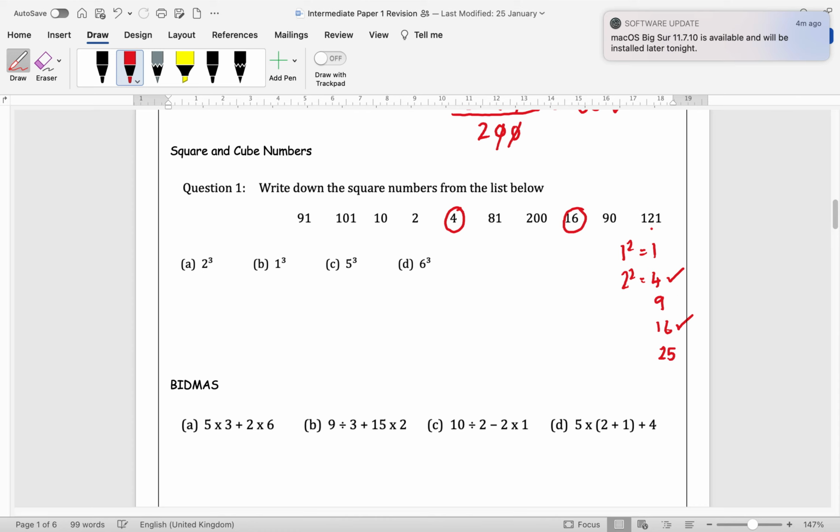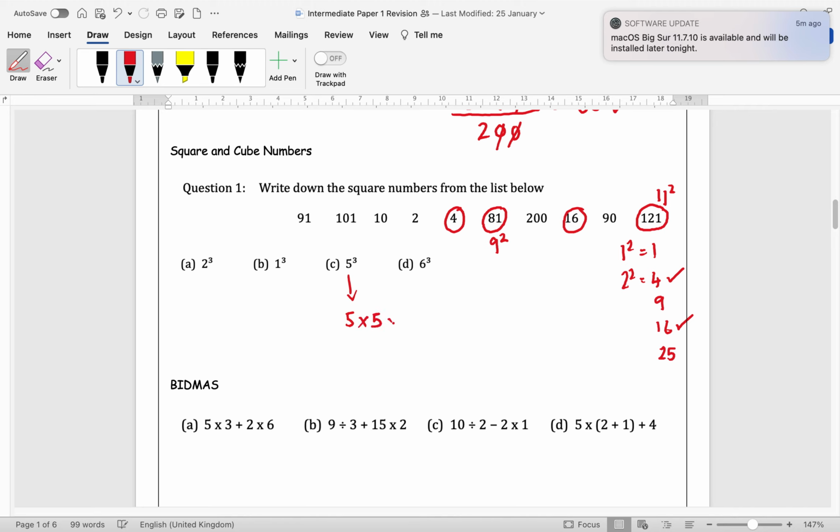And the other dodgy one, and the one you maybe miss because it's a higher square number, okay, is 81, because that's 9 squared. And even more difficult to pick out here, 121, because that's 11 squared. Don't think there are any others. Nope.